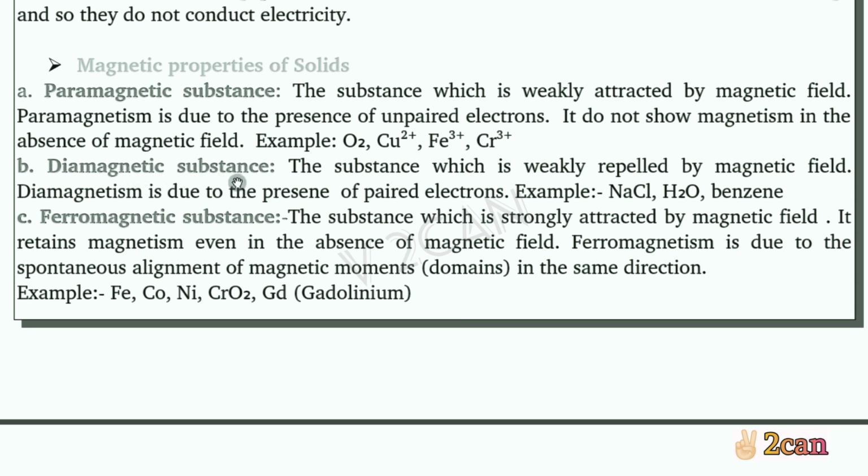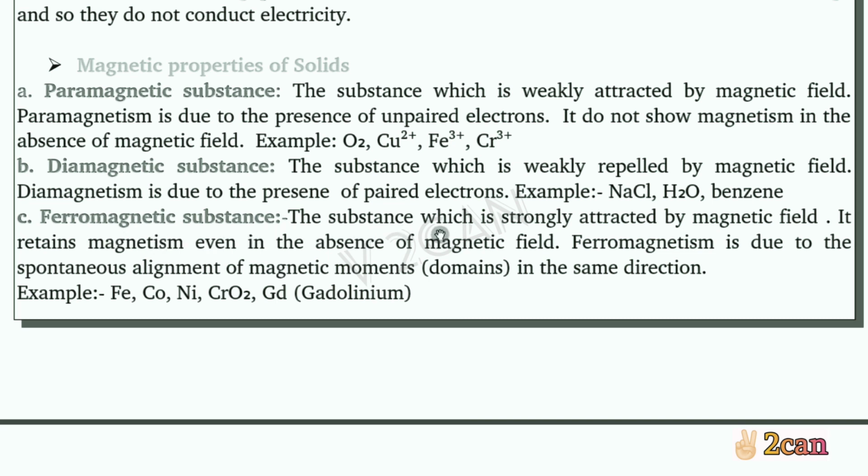Next we will see diamagnetic substance. Substance which is weakly repelled by magnetic field. Diamagnetism is due to the presence of paired electrons. Example: NaCl, H2O, benzene, etc.